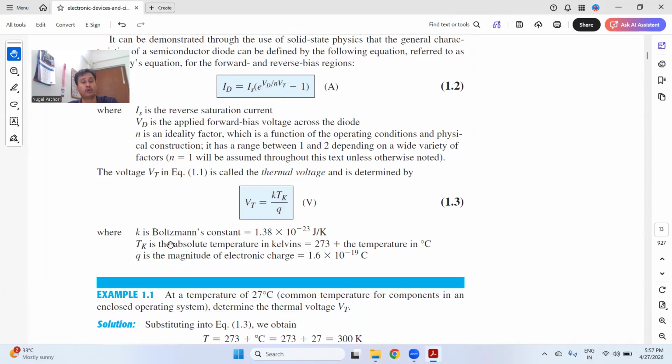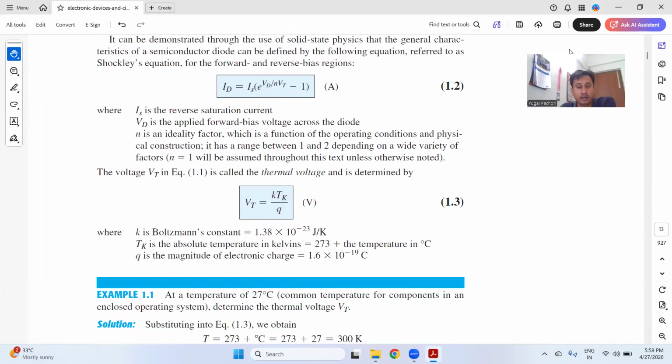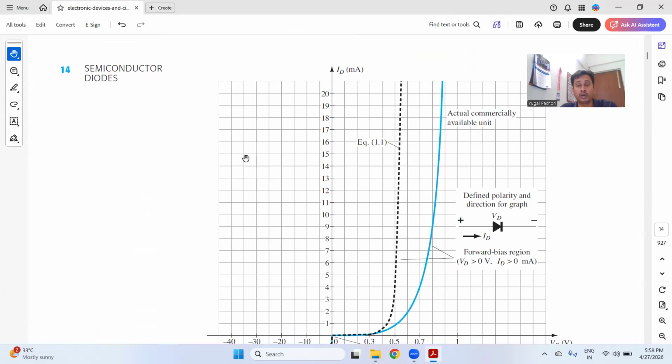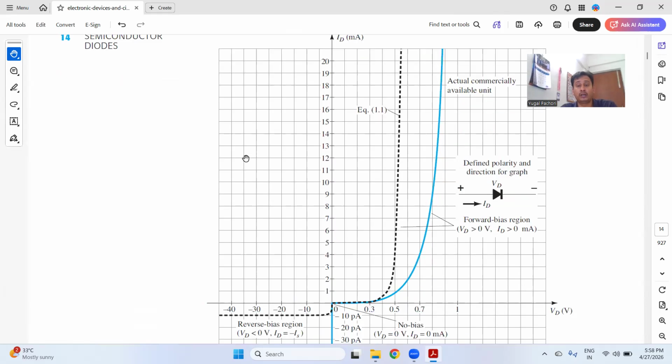And what is the value of the Boltzmann constant? You know, 1.38 into 10 to the power minus 23 joules per Kelvin. And what is the charge value? 1.6 into 10 to the power minus 19 coulomb. And how do you calculate the Kelvin? You just add 273 to the degrees Celsius and you get the temperature in Kelvin. So this is the understanding. Now let me wind up this particular video and we will continue our discussion.